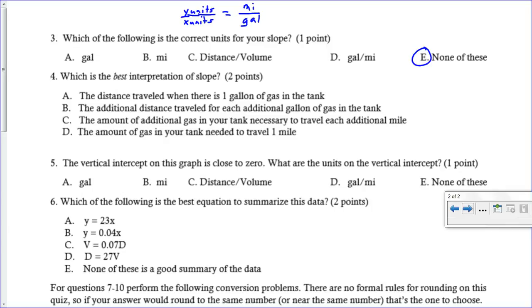B here says the additional distance traveled for each additional gallon of gas in the tank. Well, you have to remember we're talking about miles per gallon here. So additional distance traveled, that's miles, for each additional gallon of gas in the tank, that's gallons.